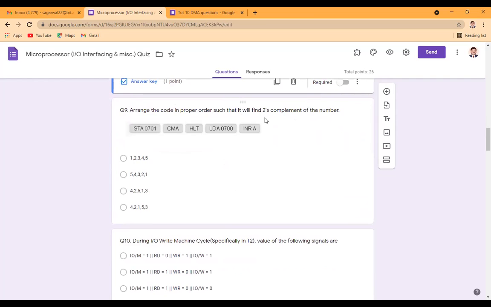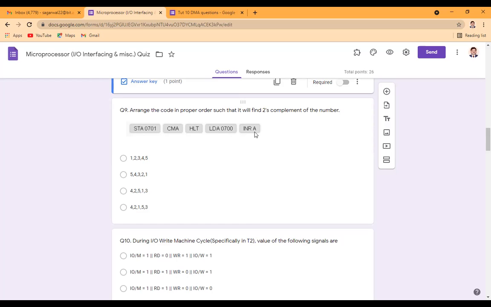So for getting the 2's complement of the number, the first and foremost process is to read the number, is to load the number. So naturally, LDA 0700 will be the first instruction. After loading the content into the accumulator, we have to do the 2's complement. So first of all, we have to take the 1's complement by using CMA. And then after taking the 1's complement, since we have to get 2's complement, we will increment it.